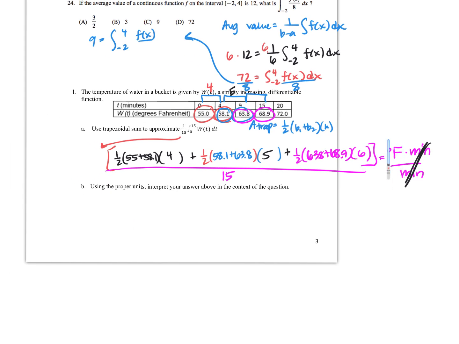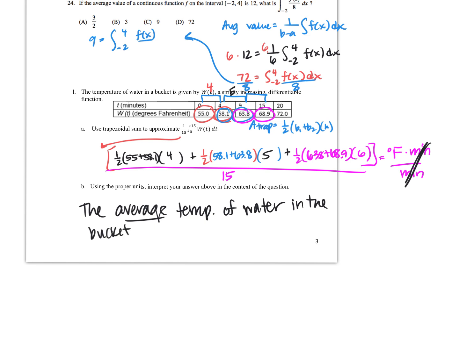It says, using proper units, what do you think we found? The temperature of water in a bucket is given by W. The average temperature of the water, from 0 to 15 minutes. Perfect. We've got to say all those things. Exactly, the average temp. If we don't say average, they're not going to give us the point. Of water in the bucket, in degrees Fahrenheit, from 0 to 15 minutes. I think average is very sneaky because the only tip to include average is that little 1/15th out front.